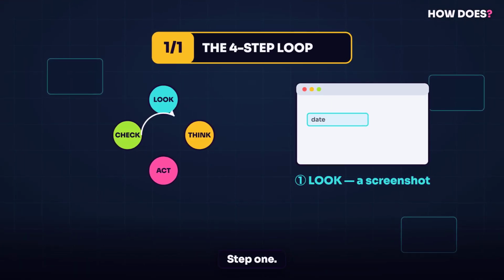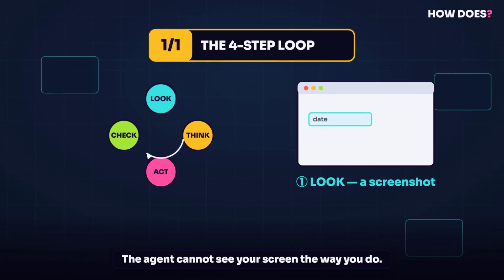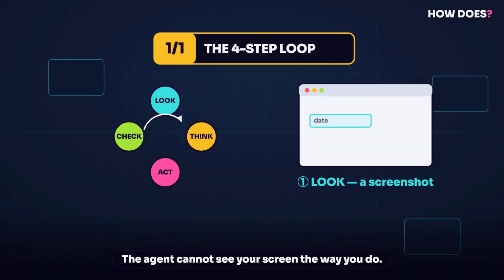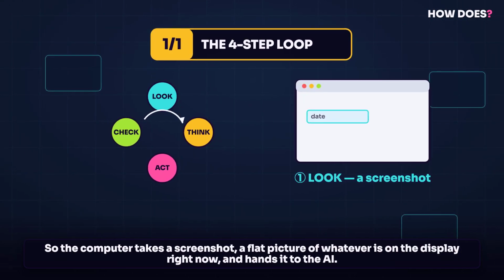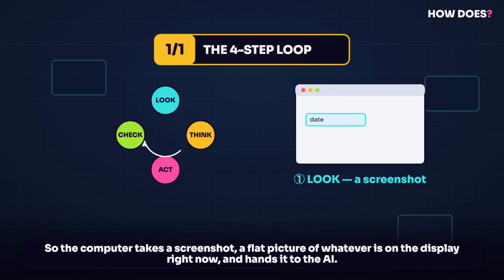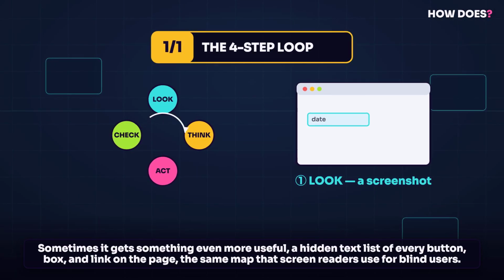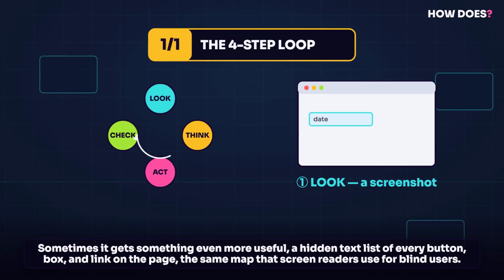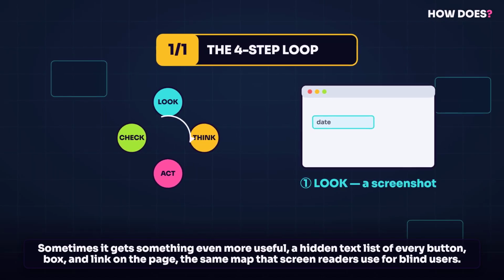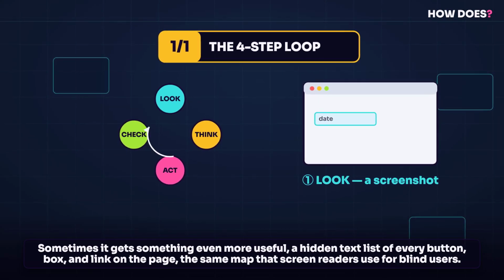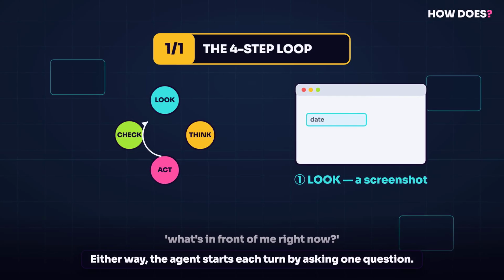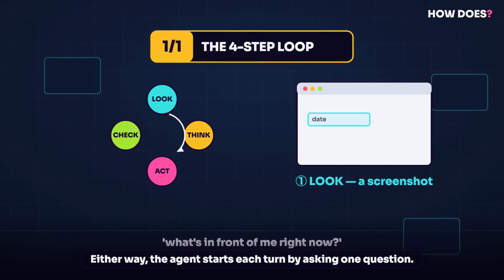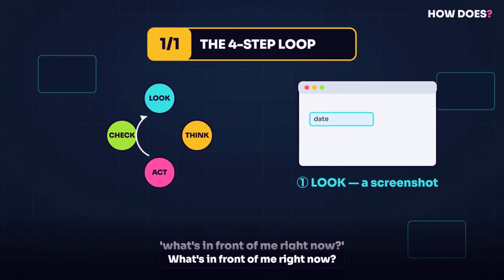Step 1. Look. The agent cannot see your screen the way you do. So the computer takes a screenshot, a flat picture of whatever is on the display right now, and hands it to the AI. Sometimes it gets something even more useful, a hidden text list of every button, box, and link on the page, the same map that screen readers use for blind users. Either way, the agent starts each turn by asking one question. What's in front of me right now?